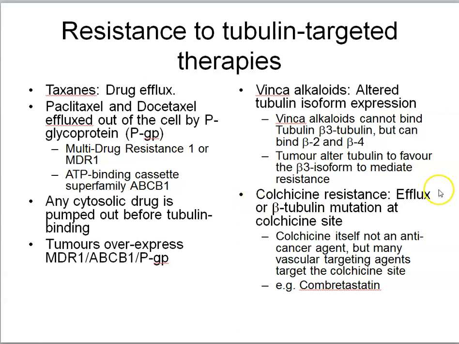So if we go back to the resistance mechanisms of tubulin-targeted therapies, colchicine resistance can occur due to efflux or beta-tubulin mutation, but in the case of the vascular disrupting agent combretastatin, the resistance mechanism is different. It's just down to the change in tumour vasculature compared to normal tissues. So that summarises the role of anti-tubulin binding agents in anti-cancer therapy.